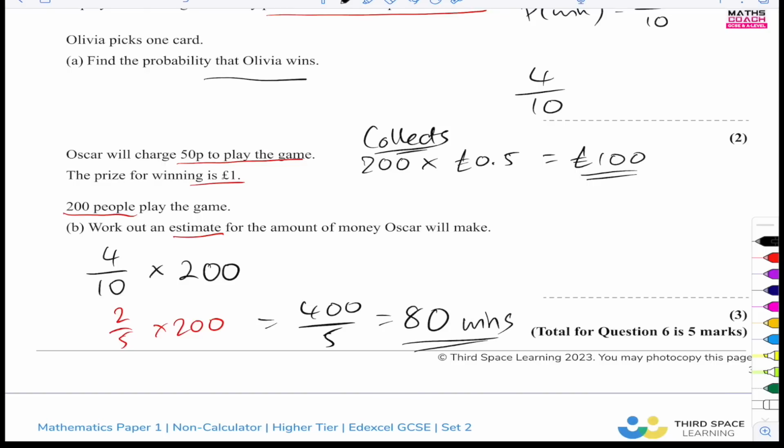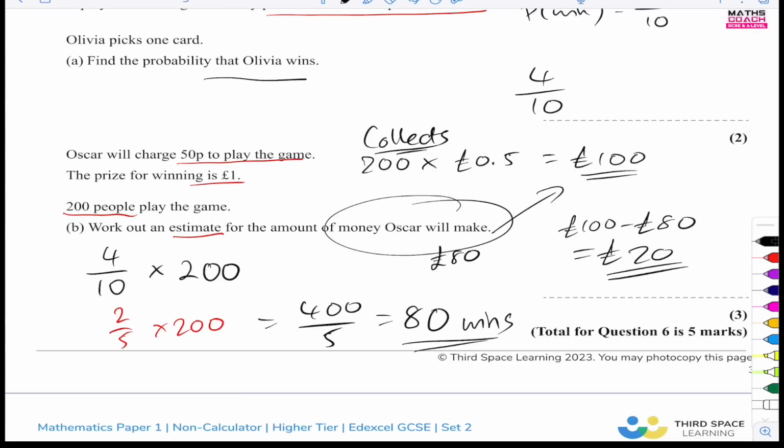If there's 80 wins and each person gets a prize of £1 for winning, that would be £80, right? So you take away £80 from the total amount collected. So that would be 100, take away 80, and that would leave Oscar with a profit of £20. And that's how much money he will make.